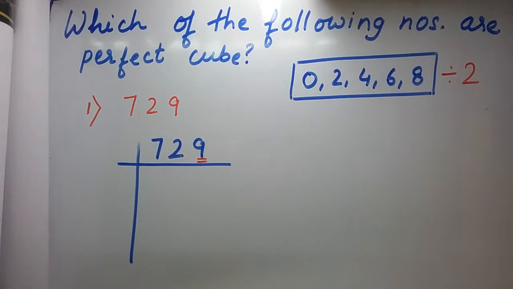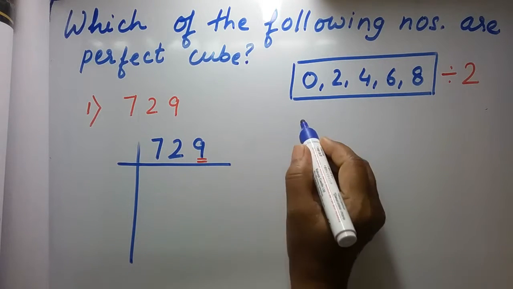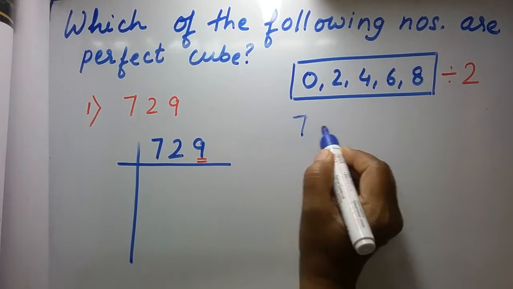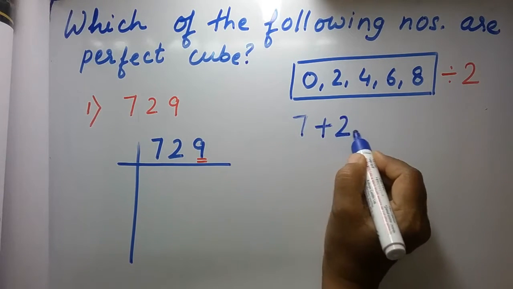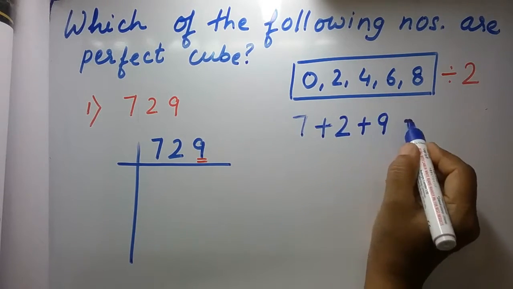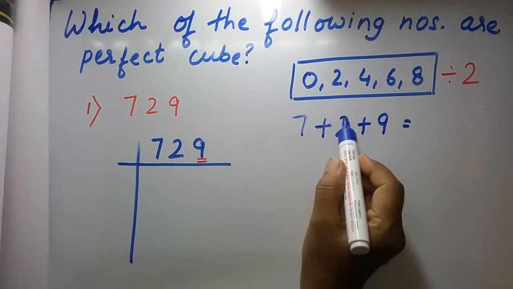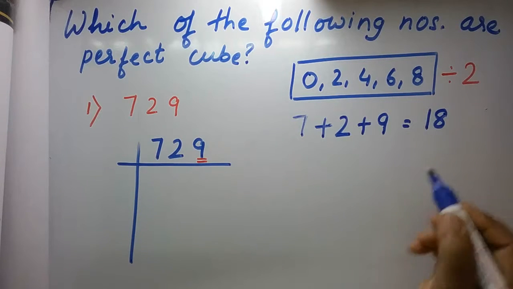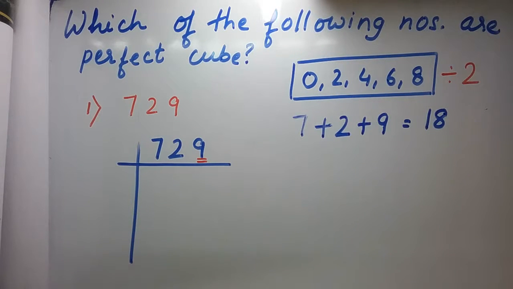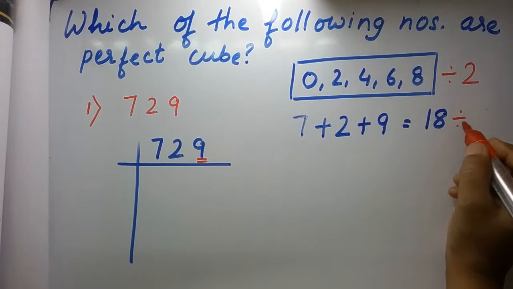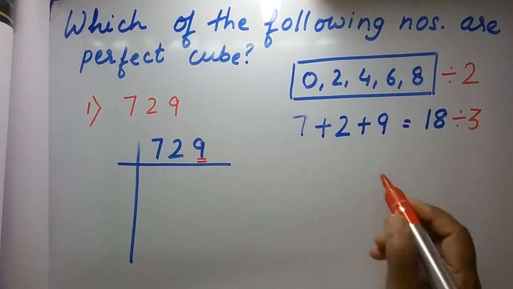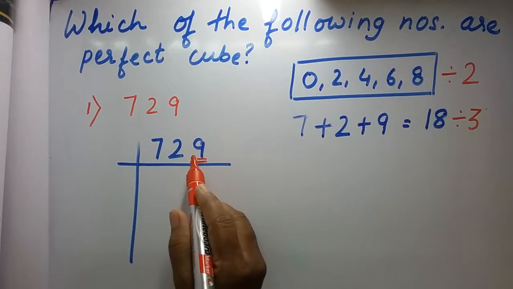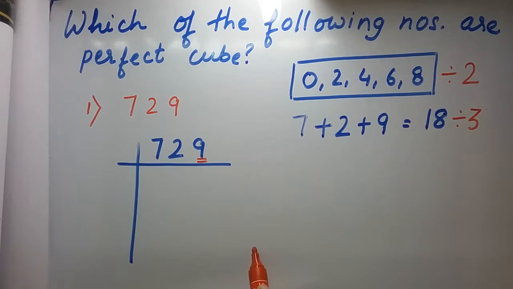Check the divisibility test of 3. For the divisibility test of 3, add the digits: 7 plus 2 plus 9. What are you getting? 9, 10, 11, 11 plus 7 is 18. And 18 comes in the 3 table, so it is divisible by 3. That shows this entire number is divisible by 3.